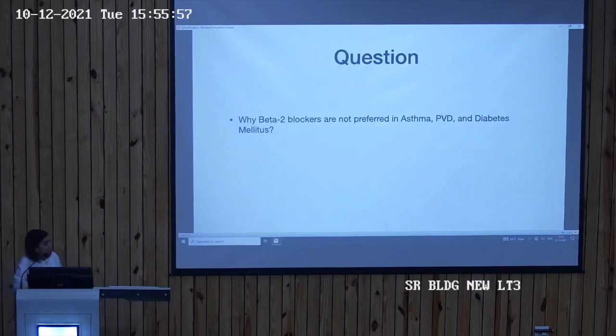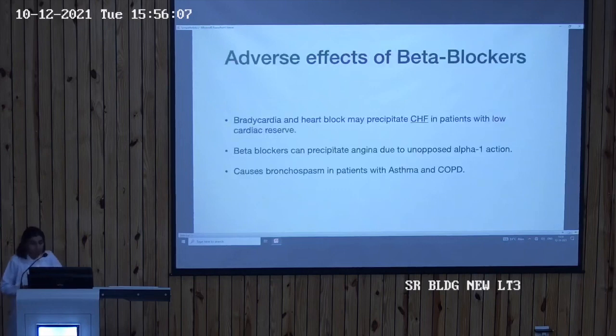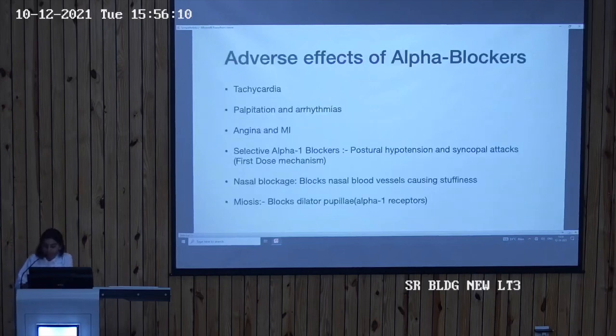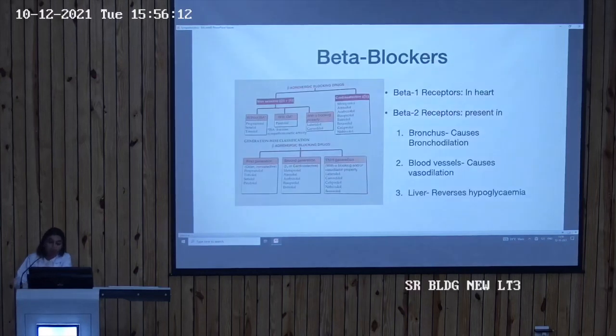Now we have a question: why are beta 2 blockers not preferred in asthma, PVD and diabetes mellitus? Anyone would like to answer? Okay, we just saw that beta 2 receptors are present in the bronchus, blood vessels and liver. In the bronchus they cause bronchodilation, so if we block these receptors, this will lead to bronchoconstriction, and that is not a good thing in asthmatic patients. In blood vessels, they cause vasodilation.